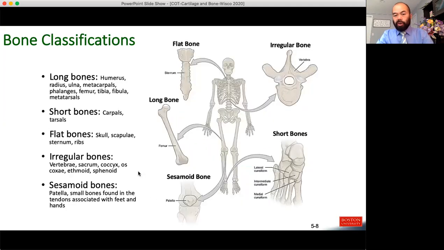There's lots of different bones. I know you can read this on your own, but basically they're classified by shape. We have long bones, short bones, flat bones, irregular bones, sesamoid bones, all sorts of different kinds of bones. And they all develop basically from two different mechanisms. For the most part, flat bones develop from a process called intramembranous ossification, and long bones develop from a process called endochondral ossification. And again, we will talk about those in more detail in the next lecture.